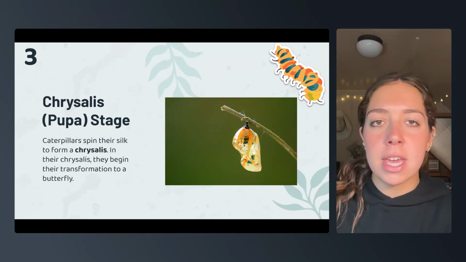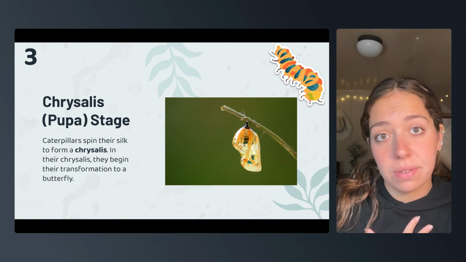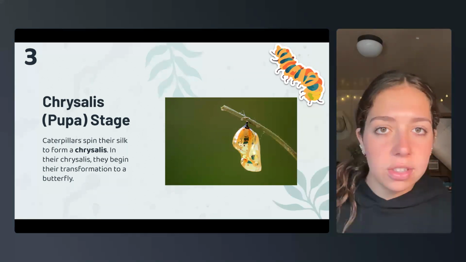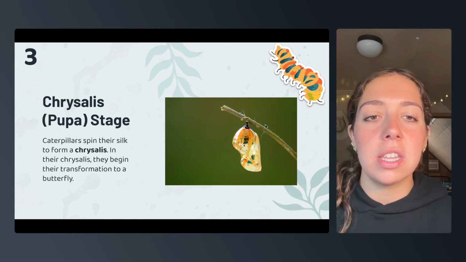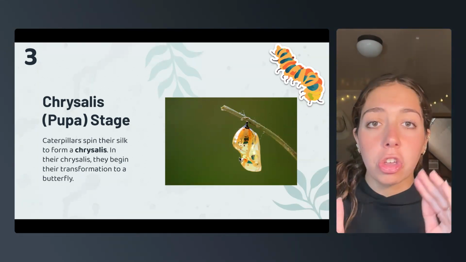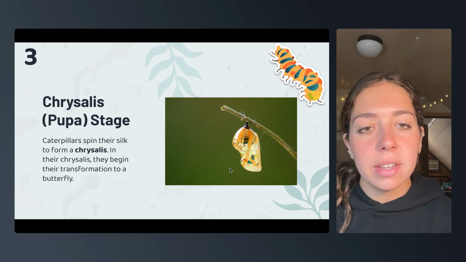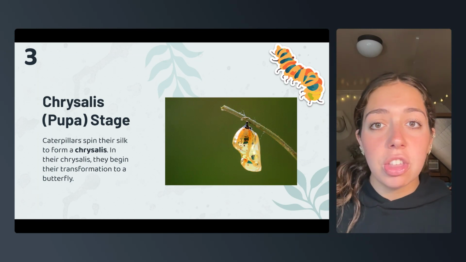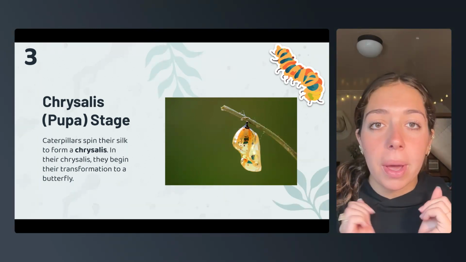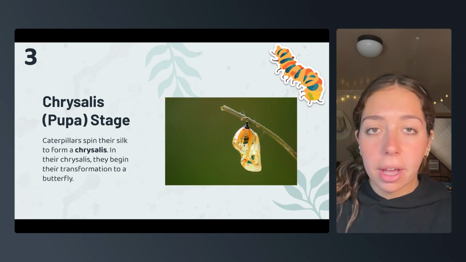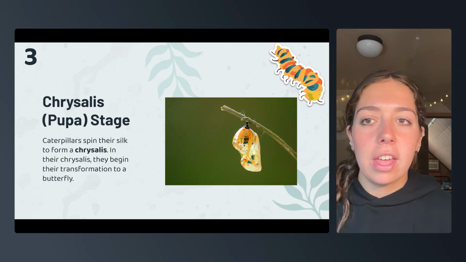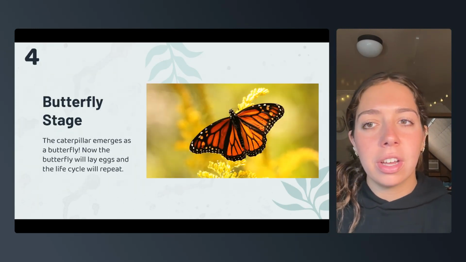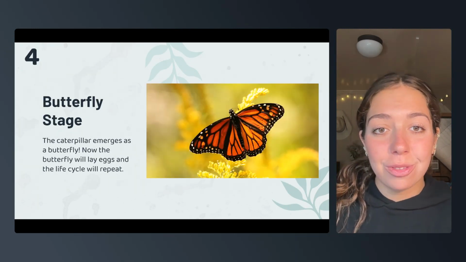So this is maybe, in my opinion, the coolest stage for the caterpillar. After they've eaten all those leaves, they've gotten ready, they're going to spin this little cocoon to make their chrysalis. When they're inside the chrysalis, they are changing from a caterpillar into a butterfly. How cool is that? So, then, as you know, the fourth stage is the butterfly stage.